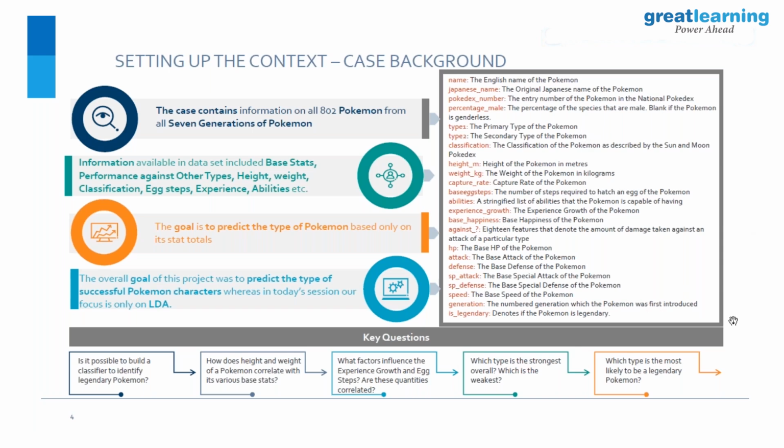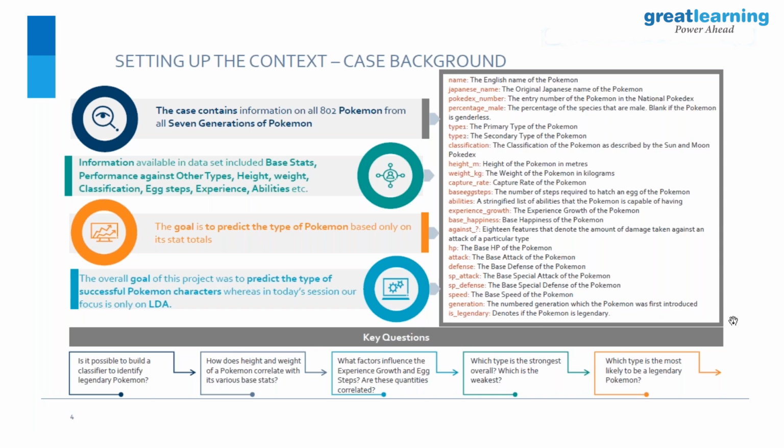All right. So what is this case all about that we are discussing today? This case is primarily about the information on Pokemon and the 7 generations of Pokemon. We picked up this problem to look at it from a perspective: can we predict the type of successful Pokemon character, which was the initial problem.